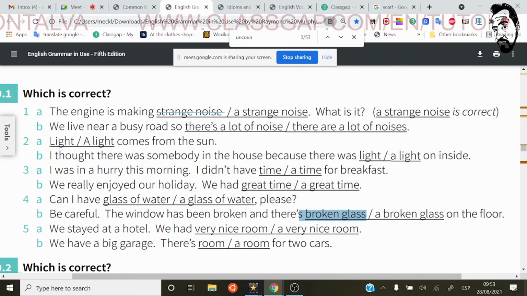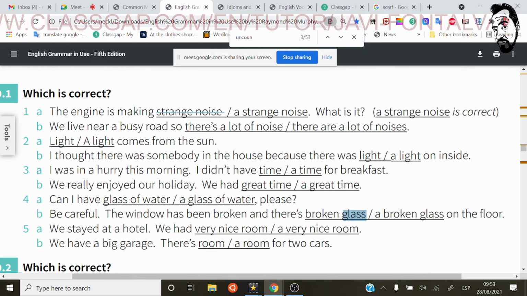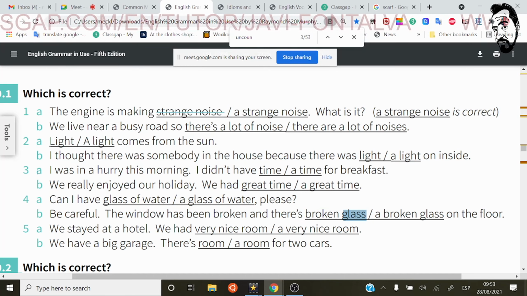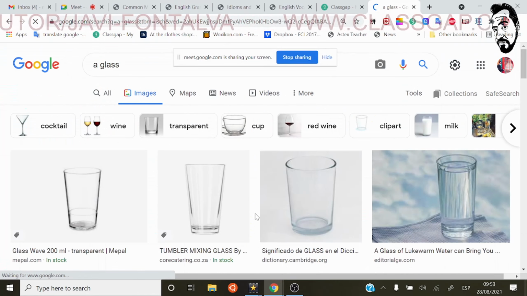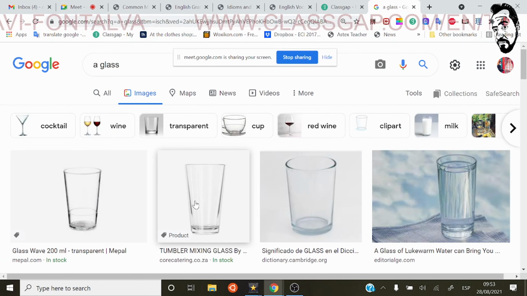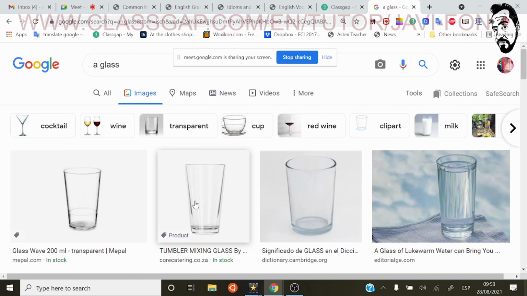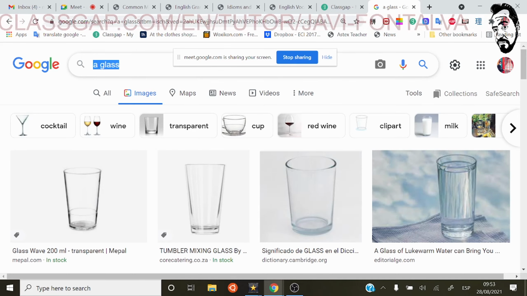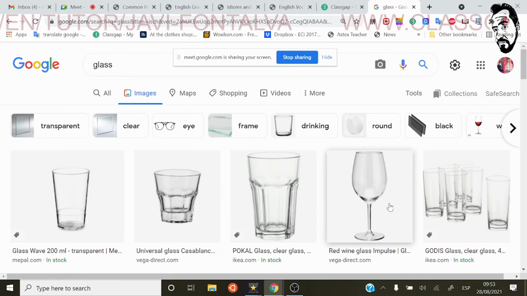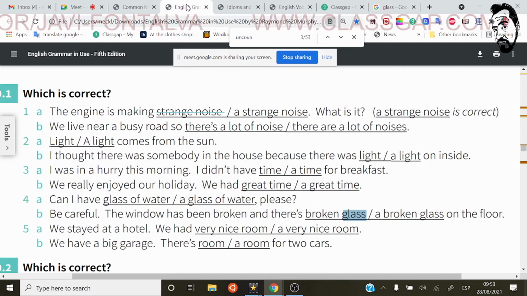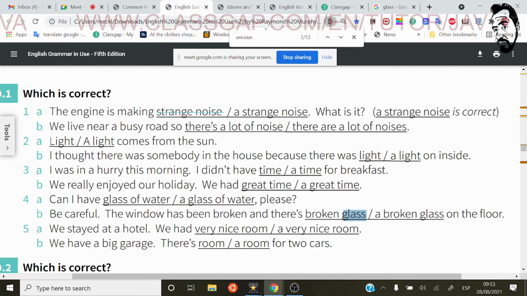What is the difference between a glass and glass? When I say a glass, I talk about the container, this. When I'm talking about the material, I call it glass. So glass is the material. This is a glass, and the material is glass. The window, exactly. So that is glass. So there's broken glass on the floor.